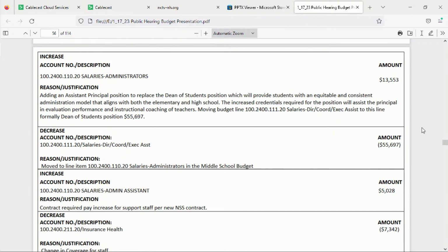The decrease here is from the next line with directors, coordinators, executive assistants. That's where the dean of students was. As you can see, the $55,697. And then an increase of $5,028 for cost of living increase for the administrative assistant, and a decrease in insurance due to the change of coverages.